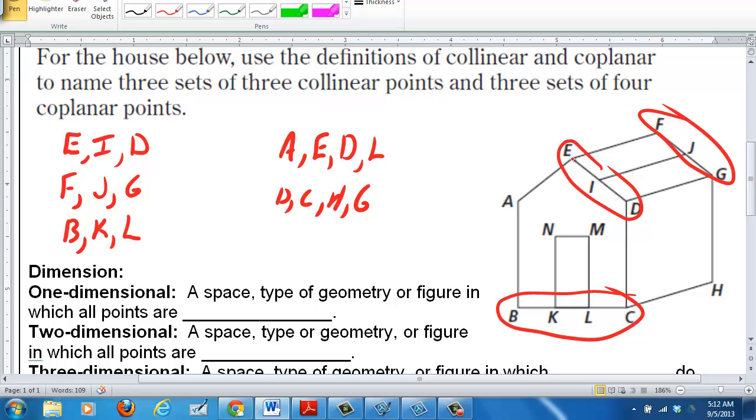A third set of points, I can come up to the roof up here, and there's 6 points up on this roof, E, I, D, G, J, and F. And you'll notice that some of these lie in more than one plane. That means that's where the planes intersect. We'll talk a little bit more about that as we move through this course about intersecting planes. But let's just pick any 4 of those. Let's say E, I, G, and D. And that would represent 4 coplanar points. So these are the coplanar ones here, and these are collinear.